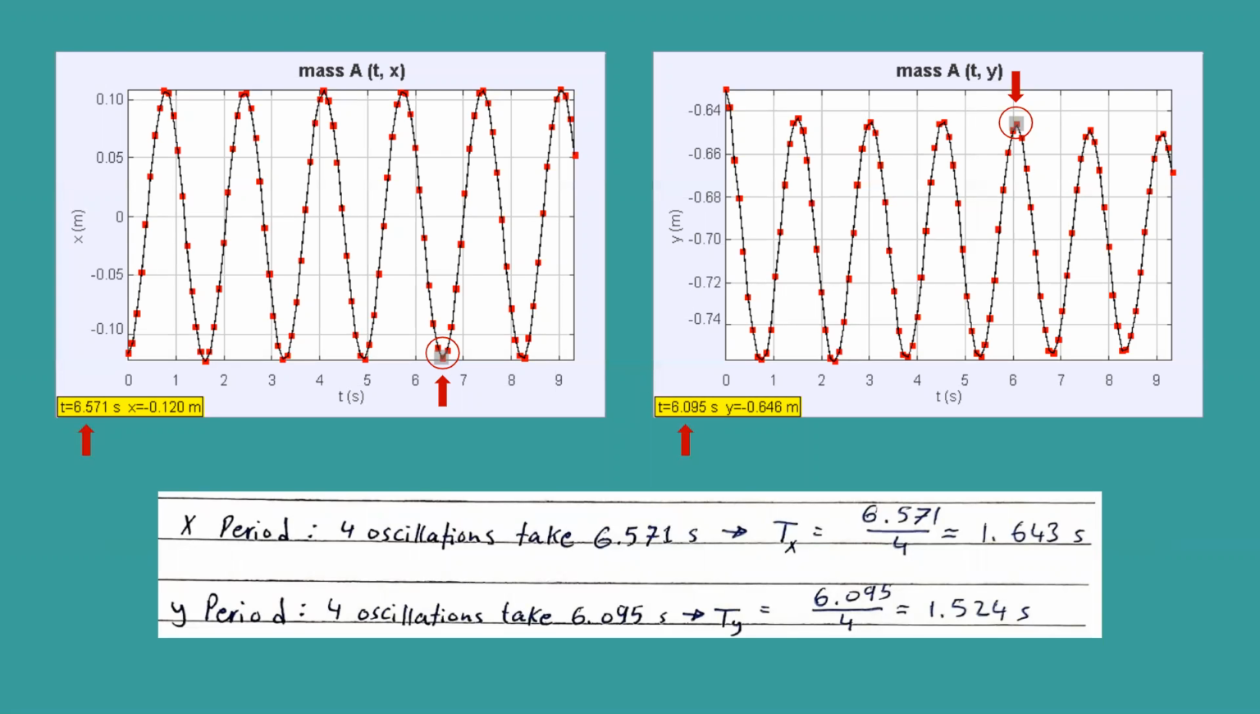Next, let's compare two different ways of calculating the period. If we consider 4 oscillations in the x direction and find the average time it takes to complete one oscillation, we get the value of the period to be equal to 1.643 seconds. But if we do that for the y direction, we get 1.524 seconds. One possible explanation of this difference is that the y direction is affected by the force of gravity, while the x direction is not. This might have caused the spring to oscillate faster in the y direction.